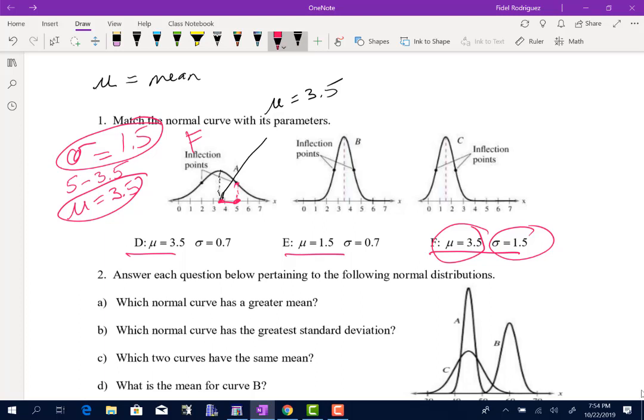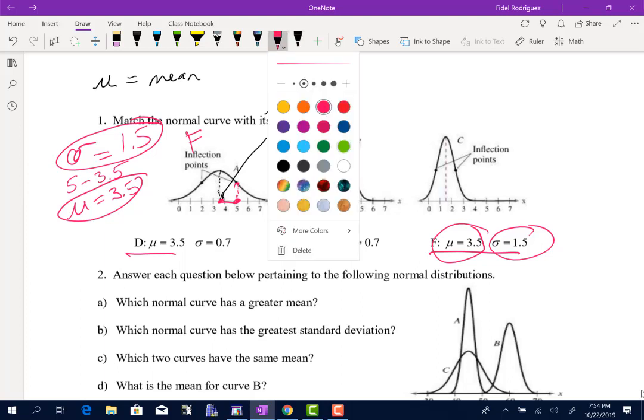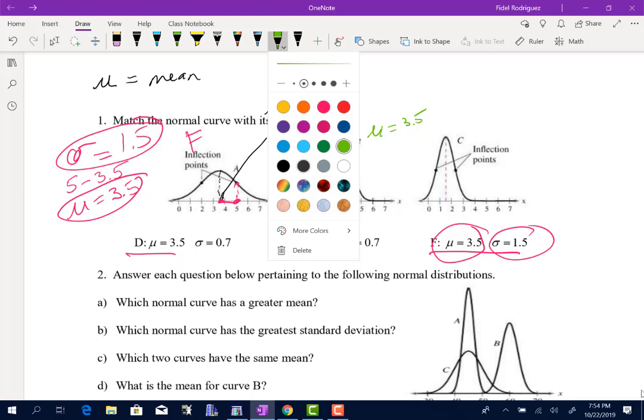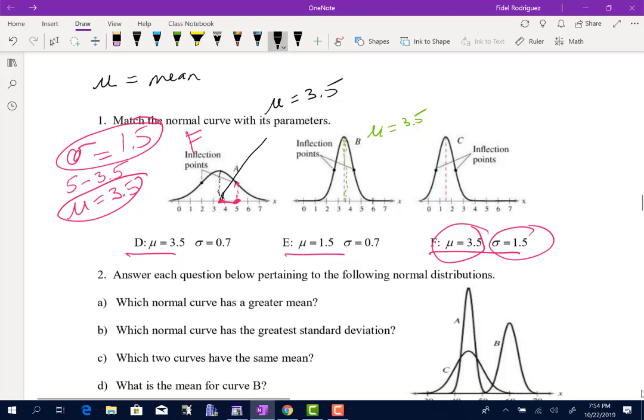So I'm going to come back to the next problem, and let's see if we can find the mean here. What's the mean here? 3.5 again, right? So here, our mean is going to be 3.5, okay? Now, we want to see if we can find what the standard deviation is. So guys, I'm going to try to be as careful as I can, and I'm going to go straight down.